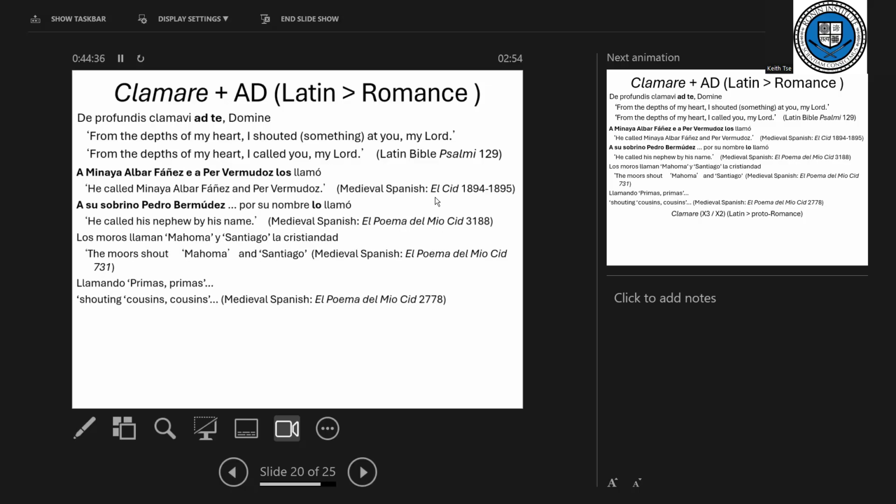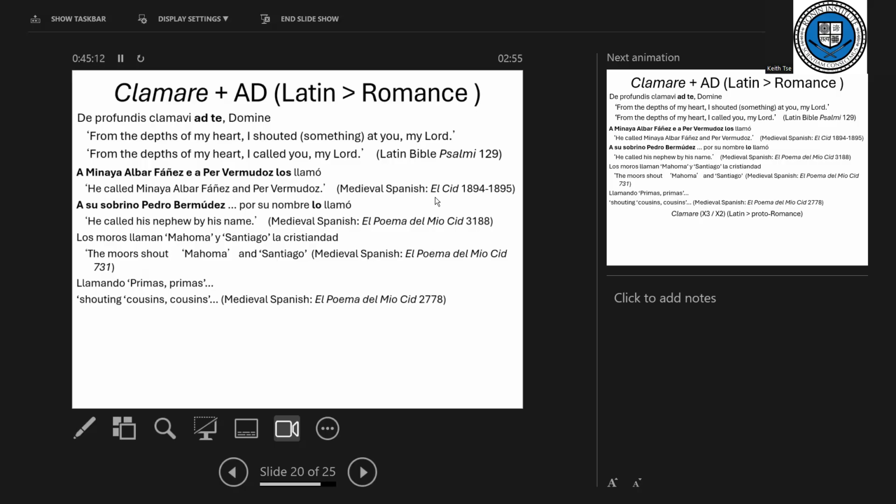This is exactly what we have in medieval Romance. So, for example, in El Cid, there are numerous examples of "llamar a Minaya Álvar Fáñez", "a su sobrino", etc. And the key here is the clitic pronoun is los and lo. Los and lo are accusative pronouns here. So these show that the reanalysis has already occurred. These are reanalyzed as two-place verbs that take direct objects there.